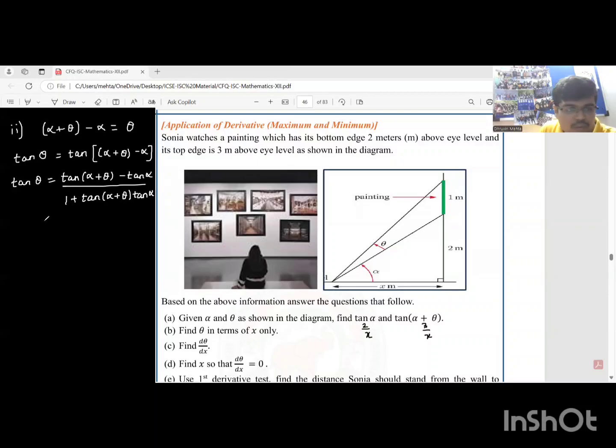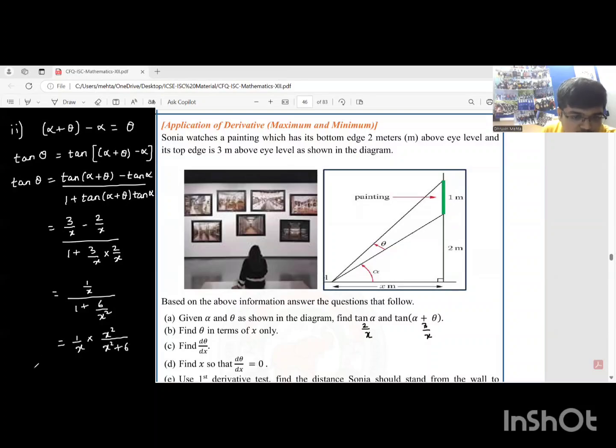Now tan theta, students: tan of alpha plus theta is 3 by x, minus tan of alpha, which is 2 by x, upon 1 plus tan of alpha plus theta, which is 3 by x, into 2 by x. You keep solving, students, we'll get 1 by x upon 1 plus 6 by x square. You take LCM, students, this is 1 by x into x square upon x square plus 6. So finally we are getting tan of theta is equal to x upon x square plus 6.